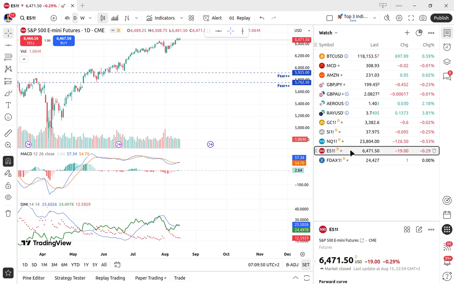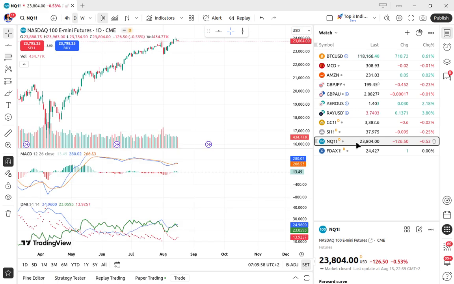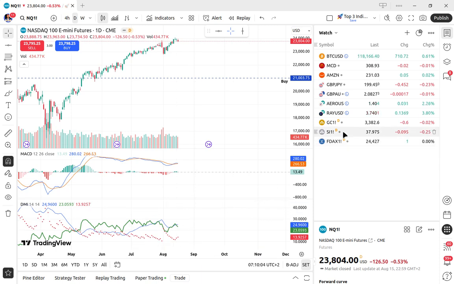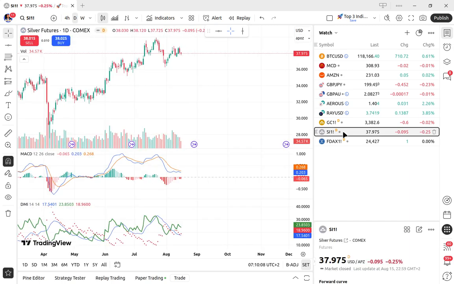All right, S&P, no, I wouldn't trade it. It's overbought. Nasdaq has been overbought. I wouldn't trade it. Silver, as you can see, it hasn't yet crossed on the MACD, so I wouldn't trade it.